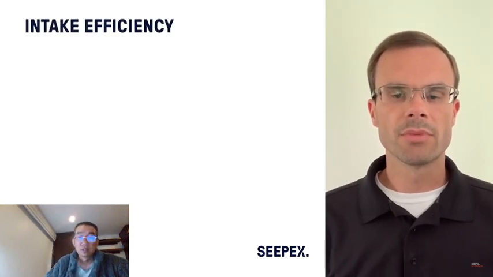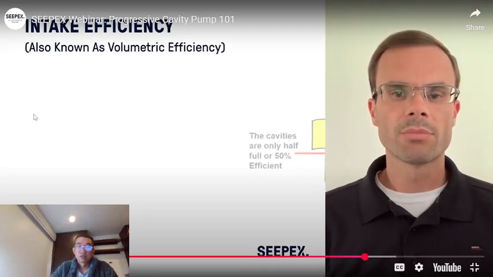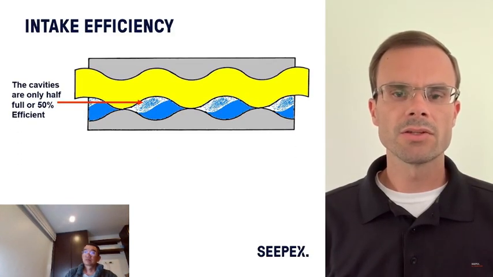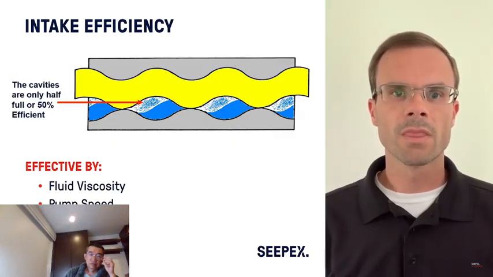Intake efficiency, sometimes referred to as volumetric efficiency, is simply a measure of how well the product flows into the pump and fills the cavities. Intake efficiency is affected by fluid viscosity and the pump speed. The thicker the product, the more difficult it is for the product to flow into the pump. Likewise, the faster the pump runs, the lower the intake efficiency.